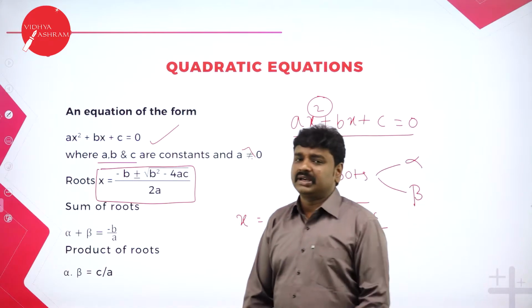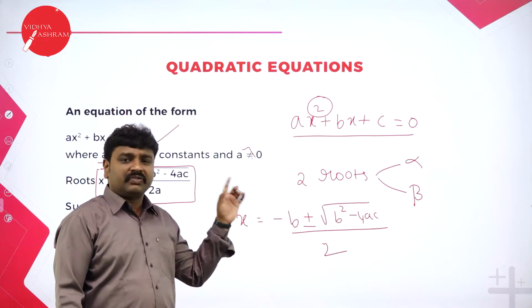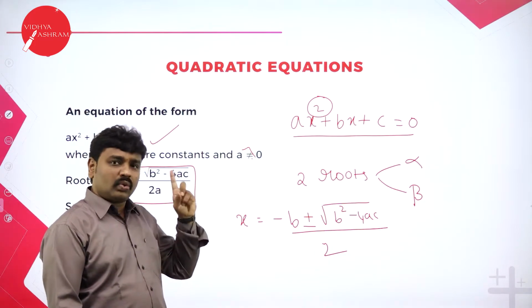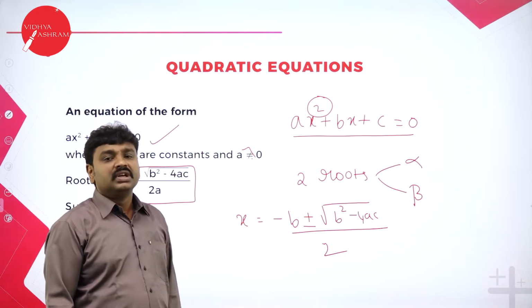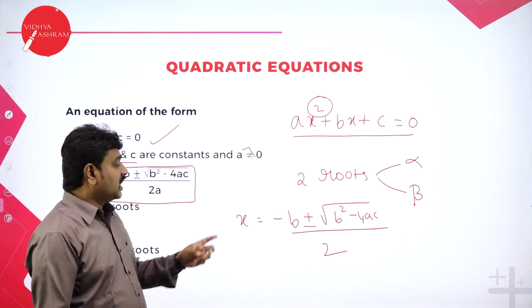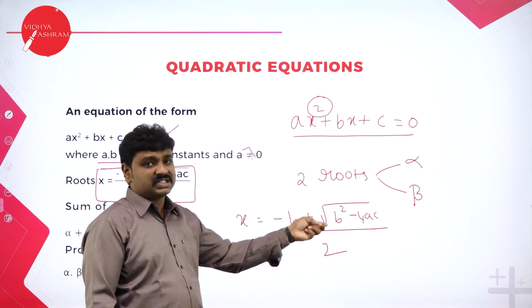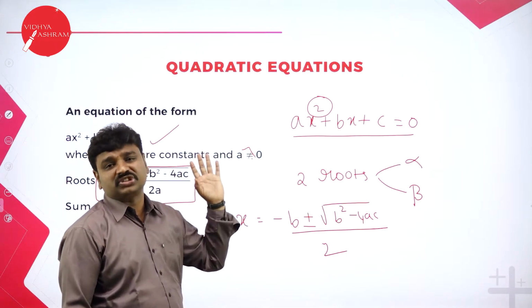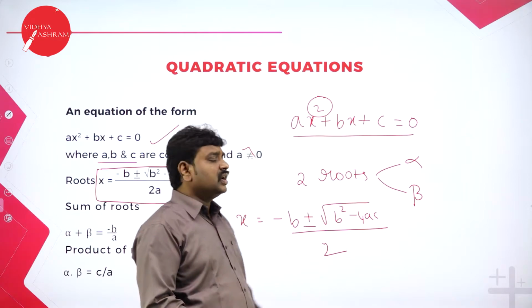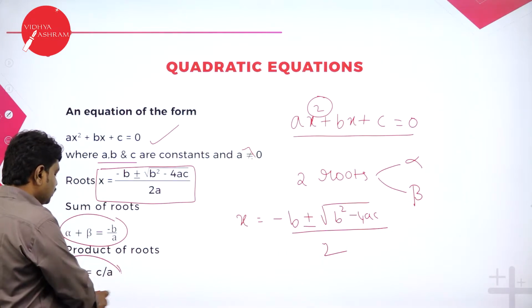And under the root, whatever we have written, b square minus 4ac, we call it as what? Discriminant. And you studied in school, if the discriminant is 0, we'll have only one root, that is minus b by 2a. If the discriminant is positive, we'll have two real roots. And if the discriminant, b square minus 4ac, is negative, we'll have imaginary roots. These are the basics. And the sum of roots is minus b by a, the product of roots is c by a.